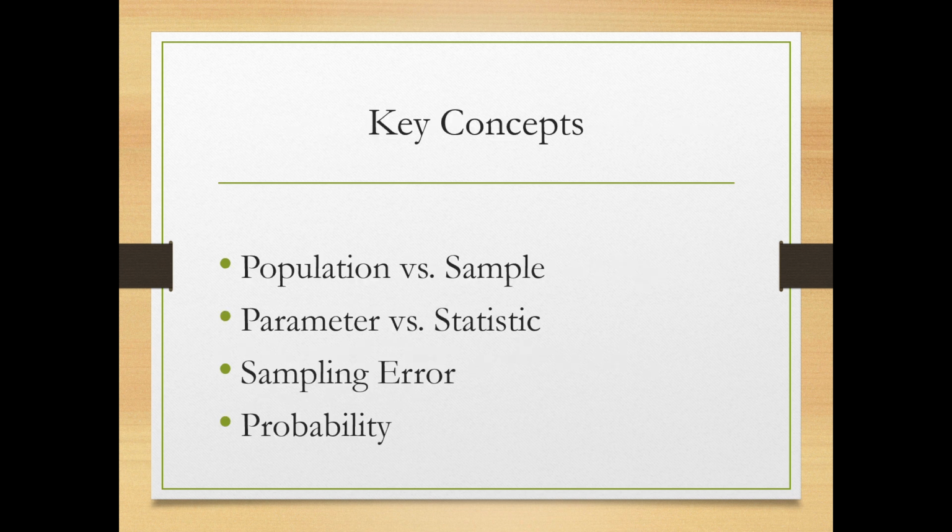Here are some essential terms. Population is the entire group you're studying. Sample, a small part of that group. Parameter, a measure for the population. And statistic, a measure for the sample. And yes, there's always some sampling error, the difference between your sample and the full population. So you should know the difference between parameter or population and statistic or sample.